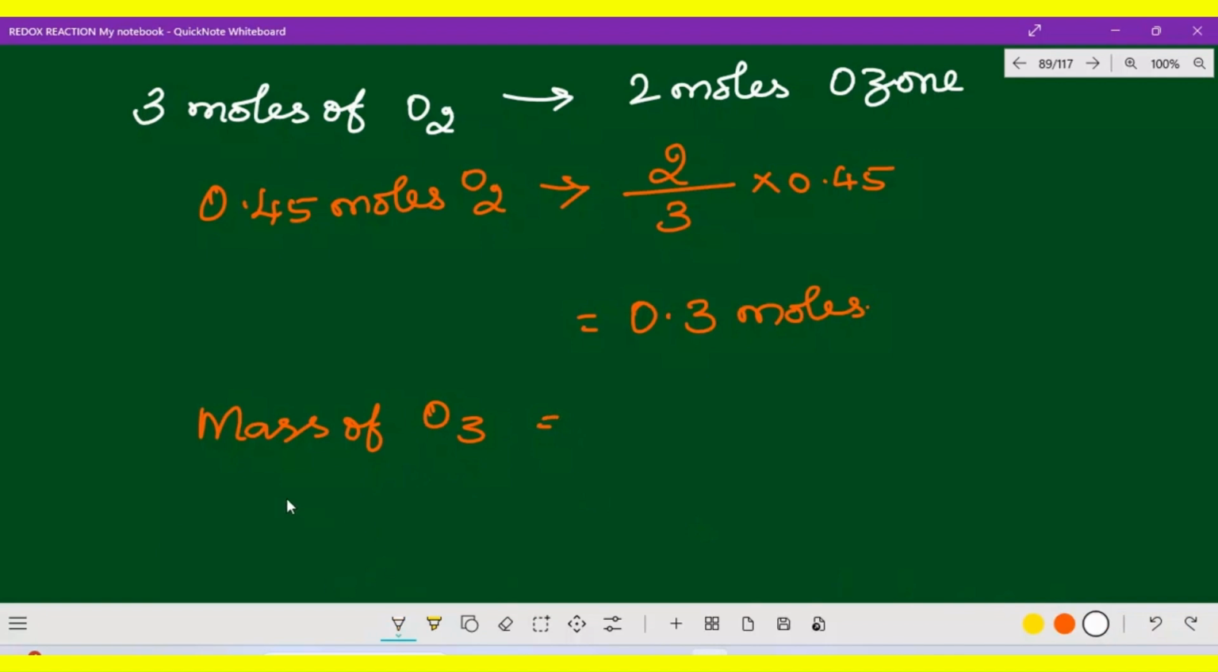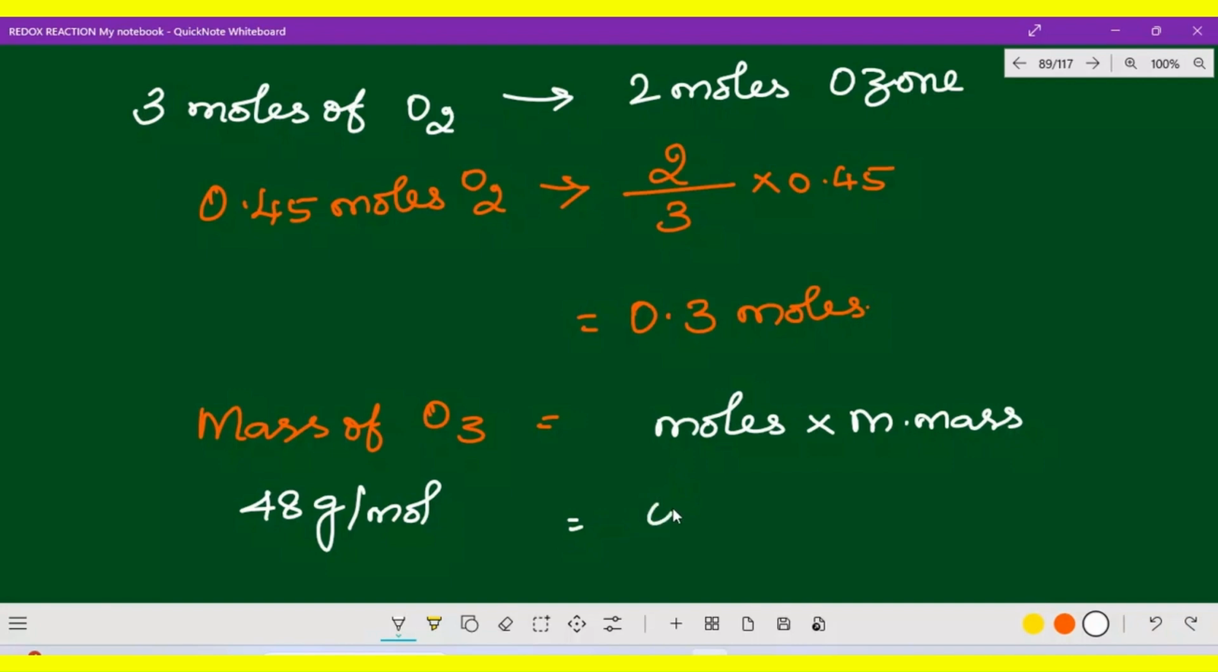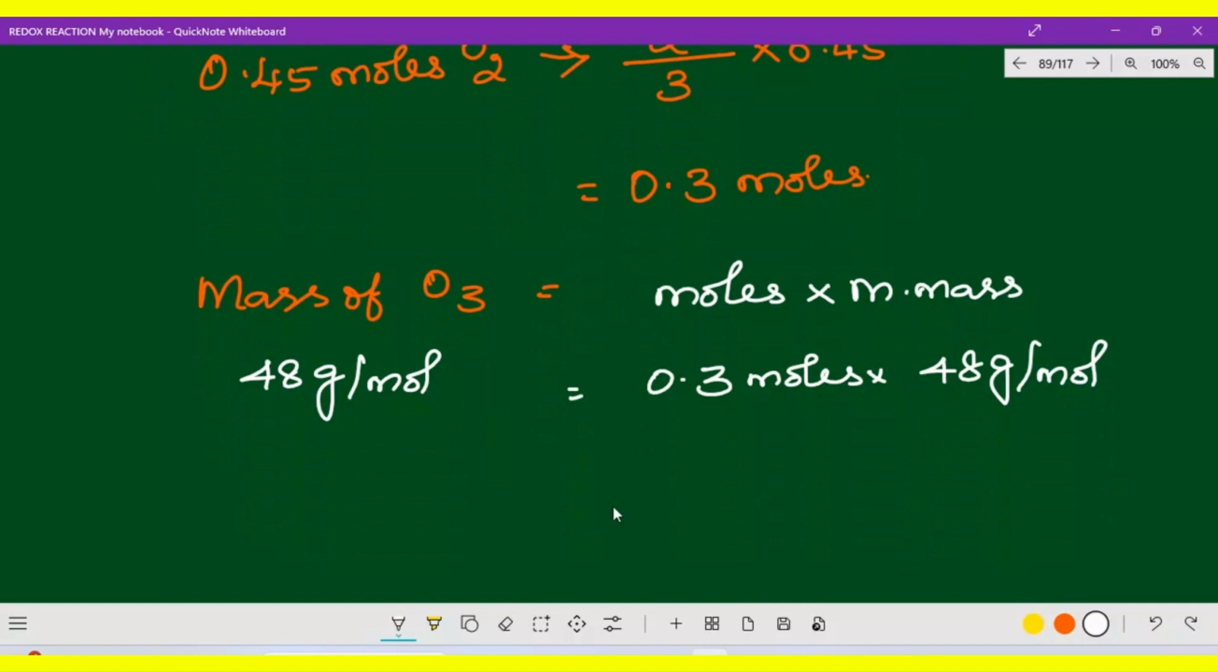What is the mass of ozone? Oxygen has 3 atoms, 16 into 3, so that means 48 gram per mole. Mass of ozone is moles into molecular mass: 0.3 moles into 48 gram per mole. What is the answer you will be getting? You will get around 14.4 gram. I hope you got the clarity.